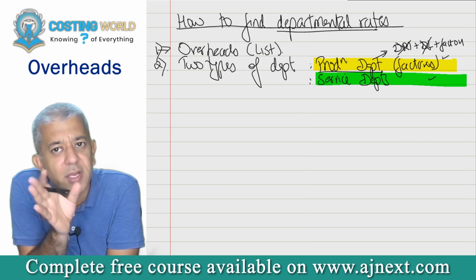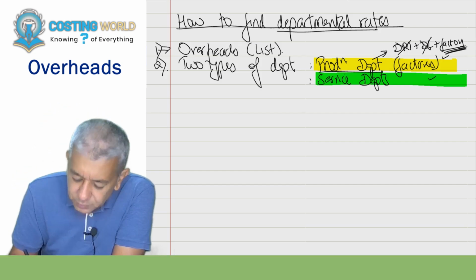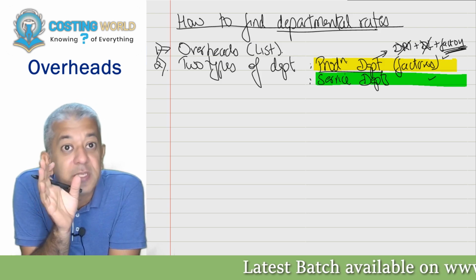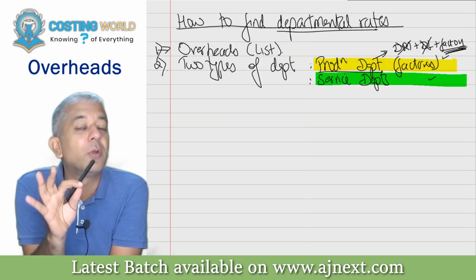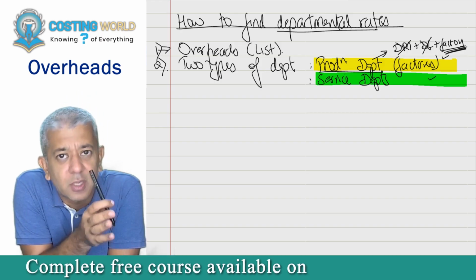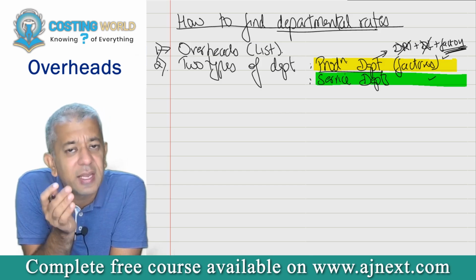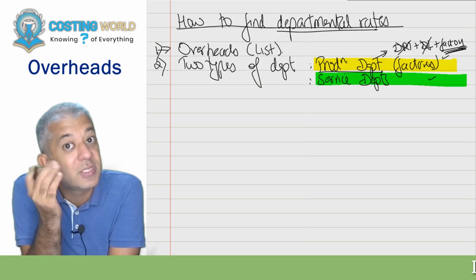Overheads. We are only interested in the overheads part. Do remember, production departments will incur material. Boss, they are going to be producing the pen. They will incur plastic cost. I am not interested in that because plastic cost will directly get charged to the products. Direct labor will directly get charged to the products. Overheads in this particular case still have to be charged to the products.